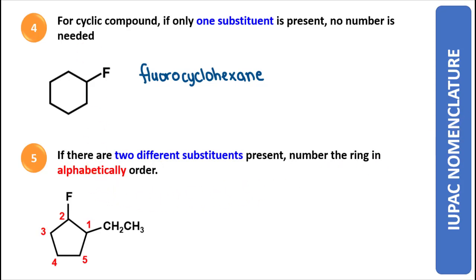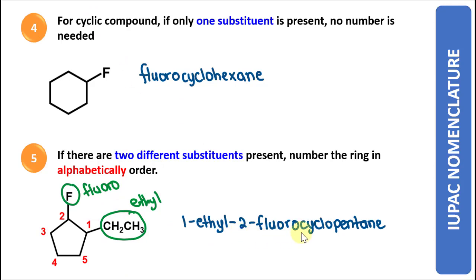For example, here we have 2 substituents, which are a fluoro, right? So we have fluoro and also CH2CH3, which is the ethyl, right? So since E comes before F, the IUPAC name for this compound is 1-ethyl-2-fluorocyclopentane.